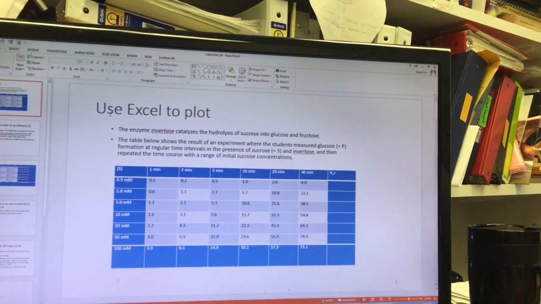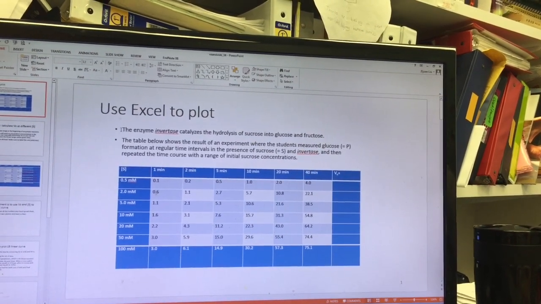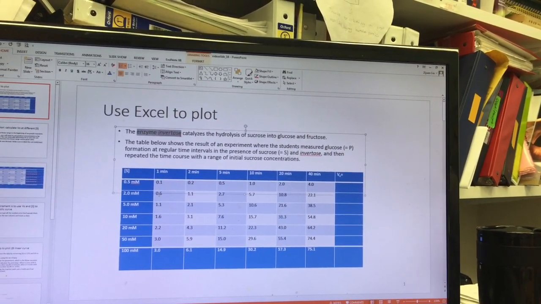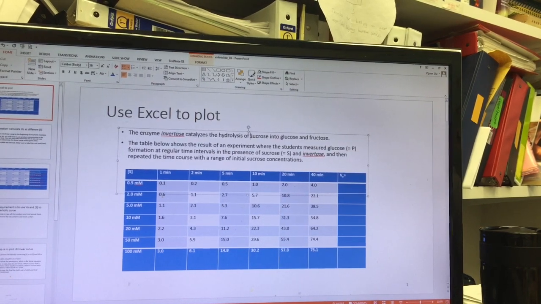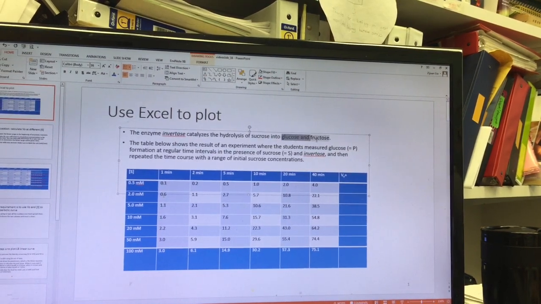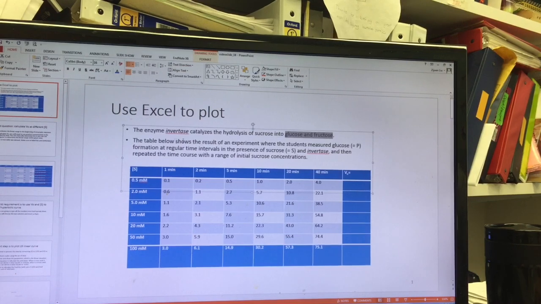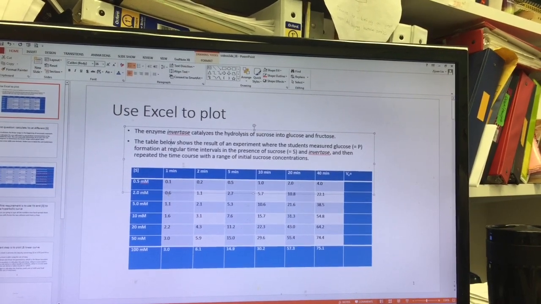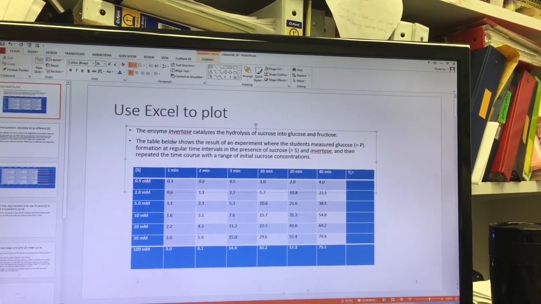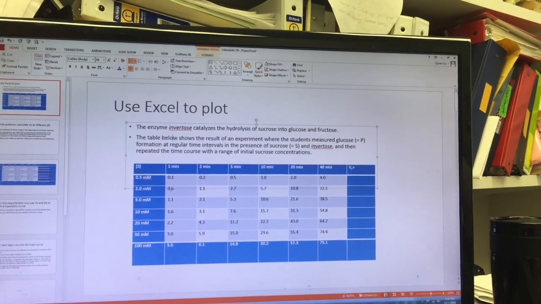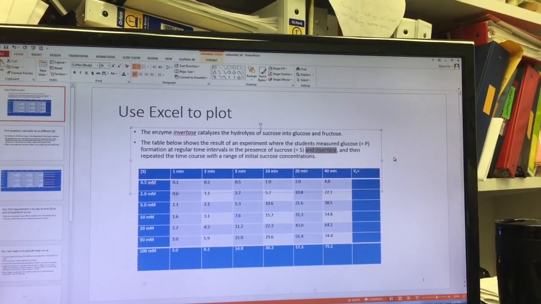Okay, so we're going to use Excel to plot this question. The enzyme invertase catalyzes the hydrolysis of sucrose into glucose and fructose. So it creates two products. This table below is the result of different values of sucrose combined with the enzyme invertase.